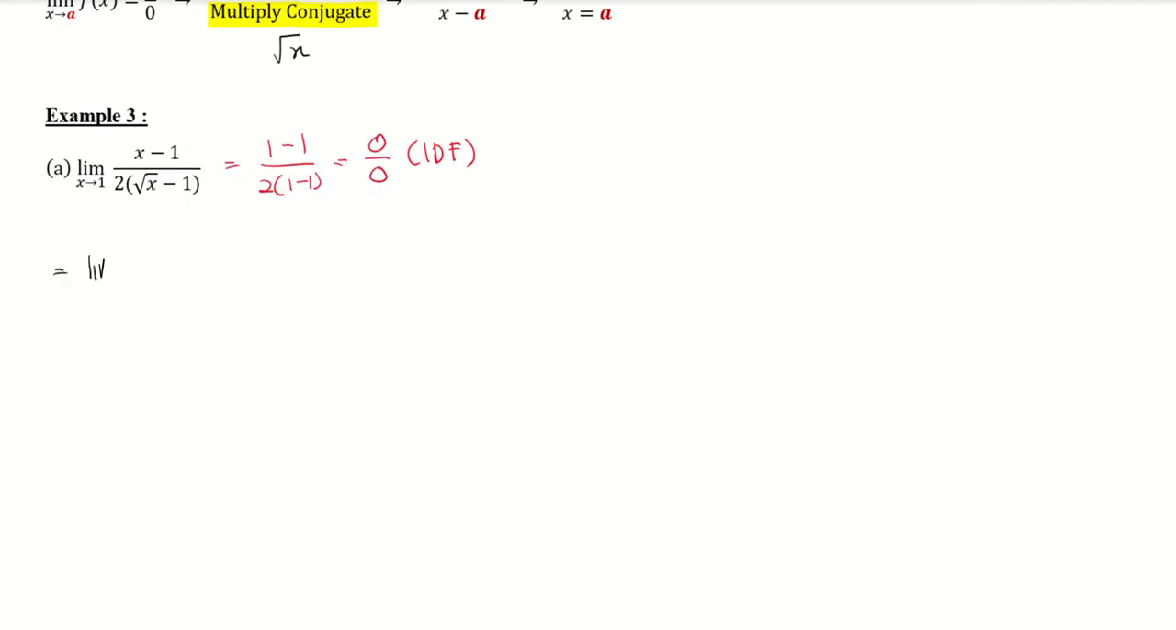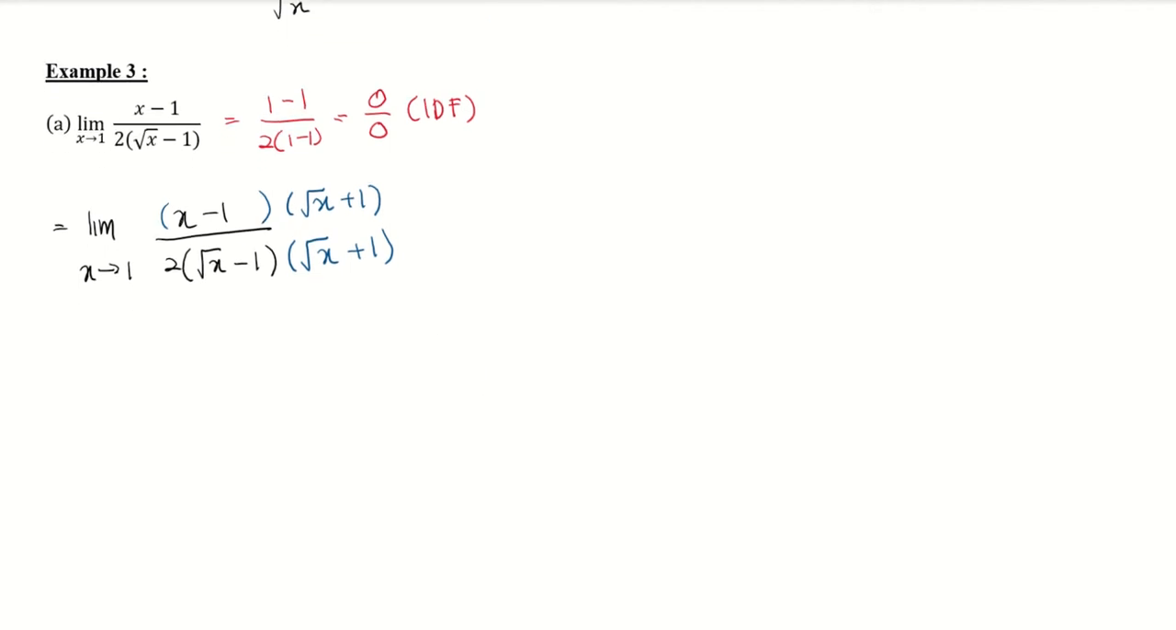So we want to find the limit as x approaches 1 of x minus 1 over 2 times square root x minus 1. We're going to multiply this with the conjugate of square root x minus 1. So the conjugate is square root x plus 1. But we cannot multiply only at the denominator. We need to multiply that to the numerator too. So everything is multiplied with the conjugate. Alright, so we can simplify this.